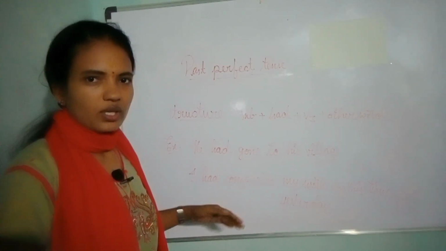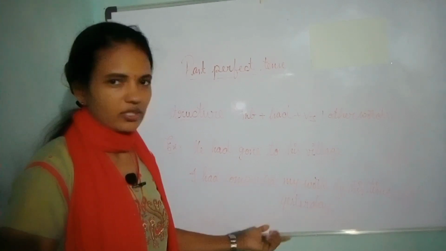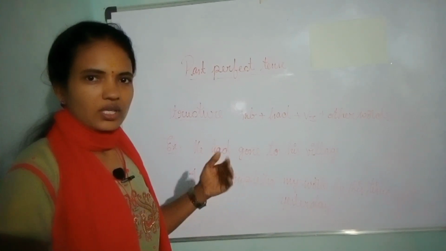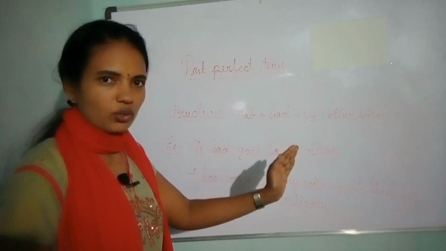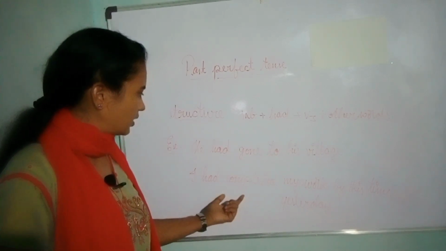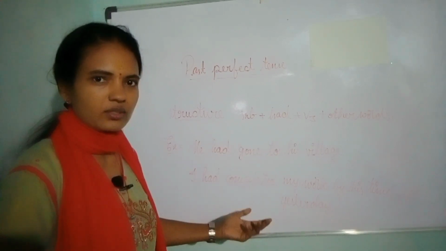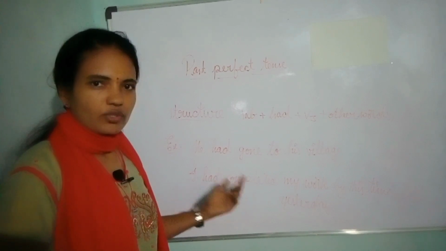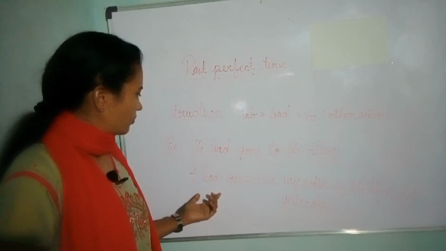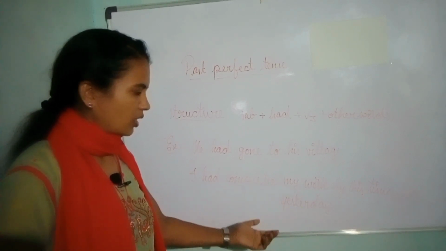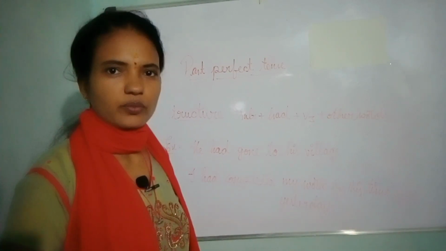In past continuous, we have seen by this time yesterday. It indicates which was continuing by this time yesterday, but here it was already completed. So I had completed by this time yesterday. So I hope you understand.